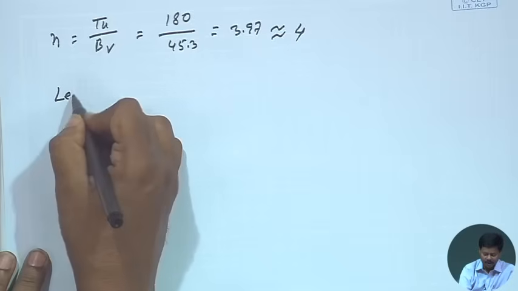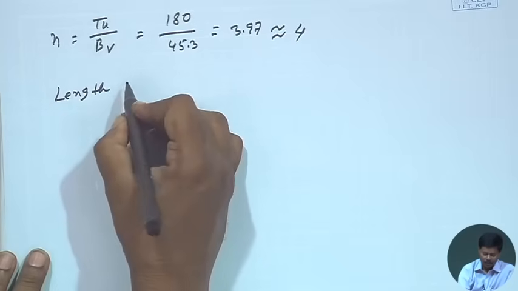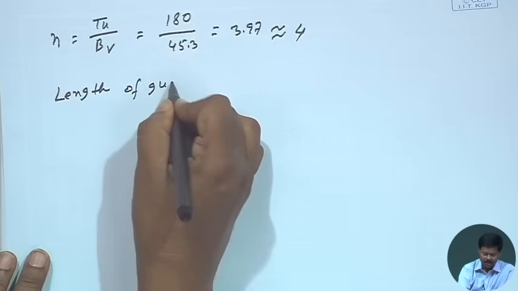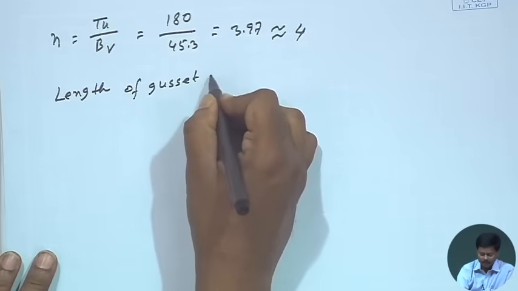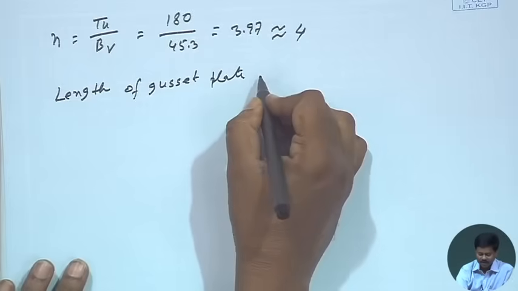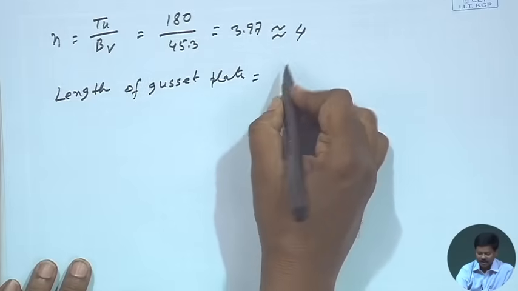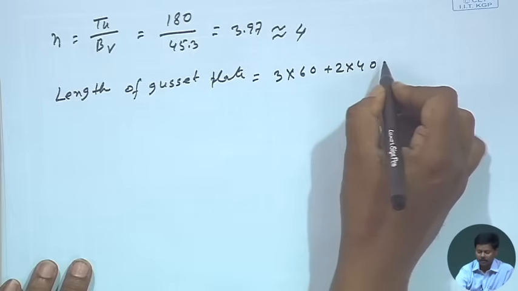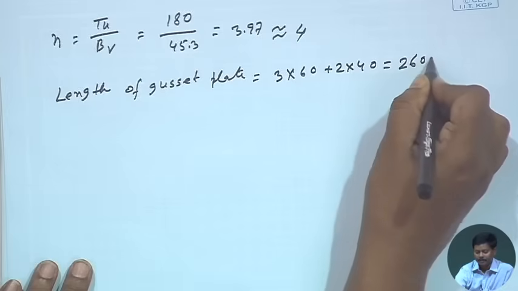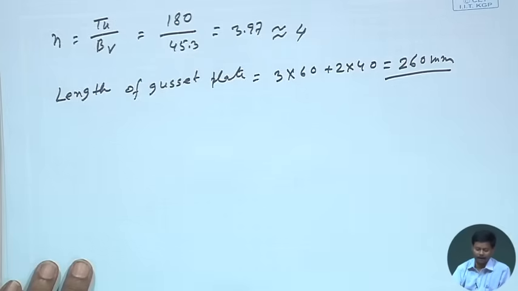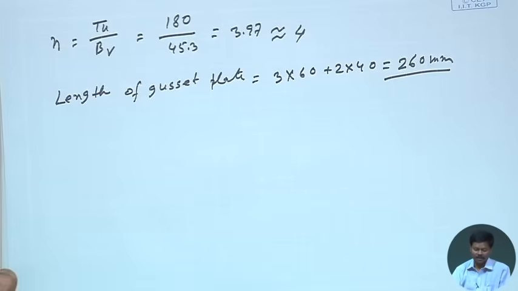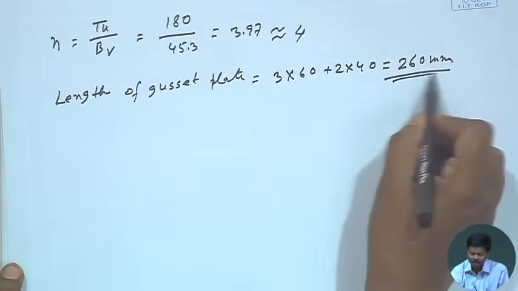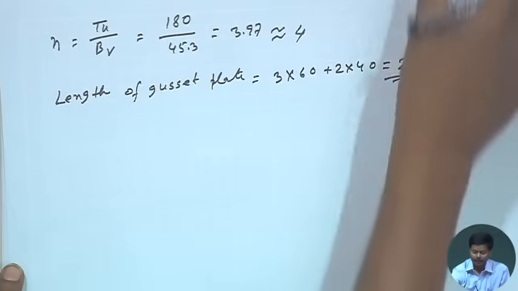So, the length of the gusset plate also can be found. The length of the gusset plate will be, keeping pitch distance as 60 and edge distance as 40, 3 into 60 plus 2 into 40, that will be 260 mm. So, similar to member OB, right. So, the length of the gusset plate for member AB towards member OC will be 260 mm and the number of bolts required is 4. Now, we will come to member AD.